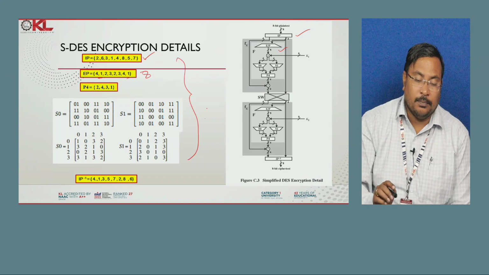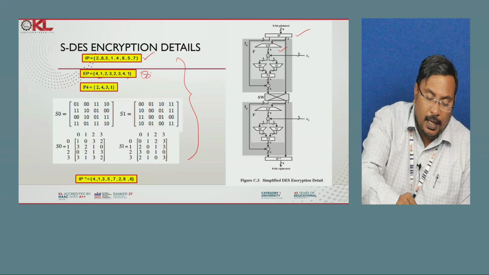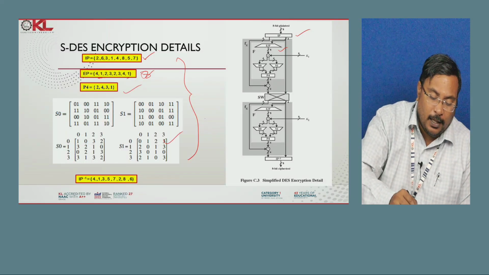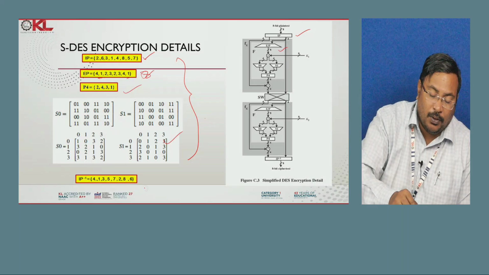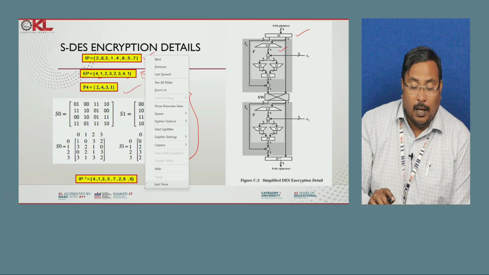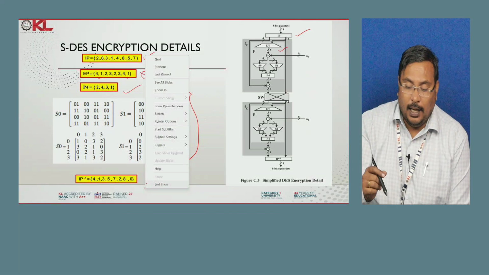So we are applying EP and P4 with S boxes. The initial permutation and initial permutation inverse are applied at the starting level and the ending level only.